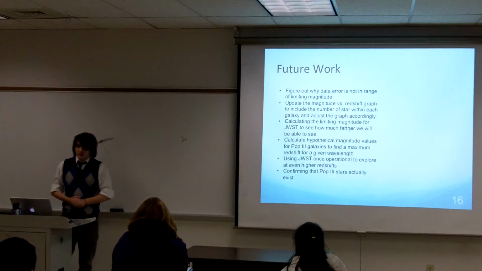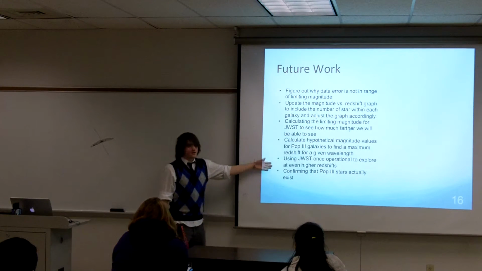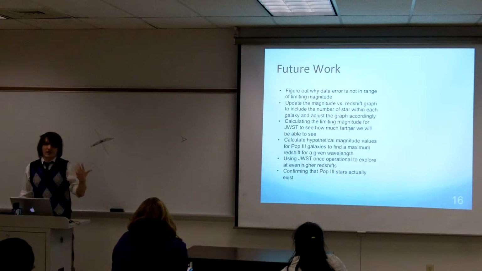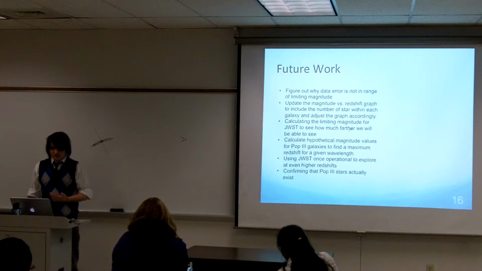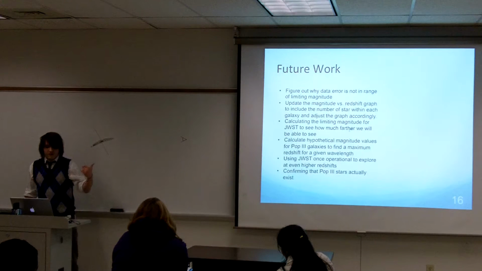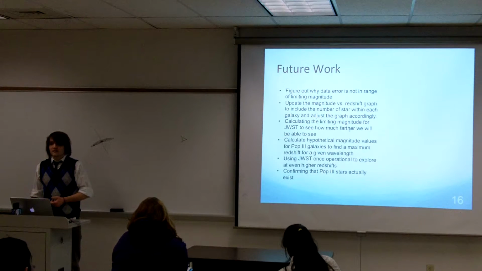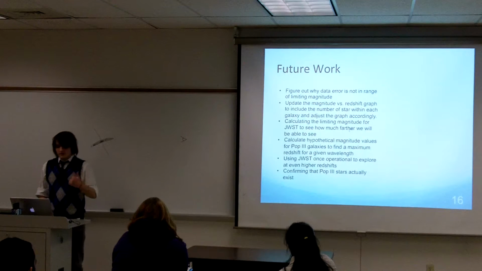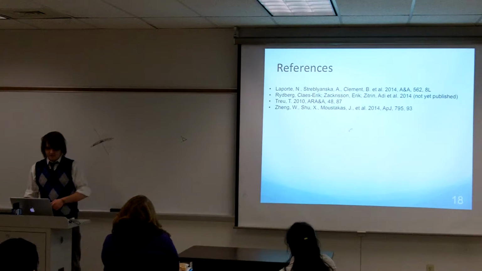And then the last two are just thoughts I've had, like long-term plans. You could use JWST once it's operational to explore even higher redshifts than what we can do right now with HST and Spitzer. And then confirming that population 3 stars actually exist, because from the literature I went through, I couldn't find anything that verified that population 3 stars existed yet. So that could be a career project. And then my references.